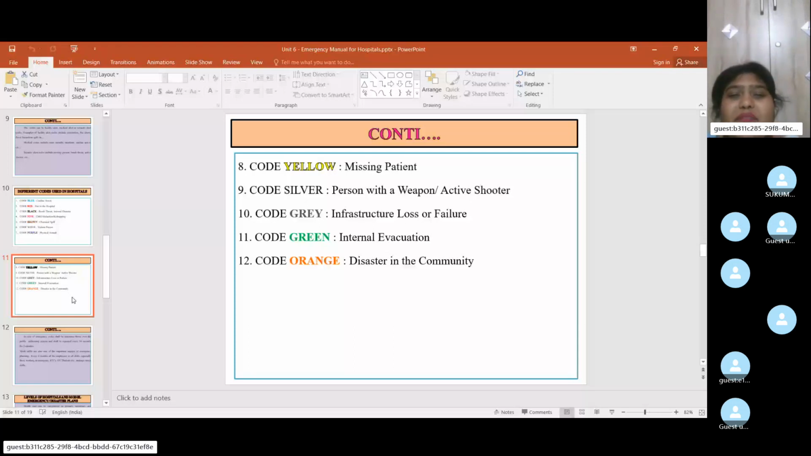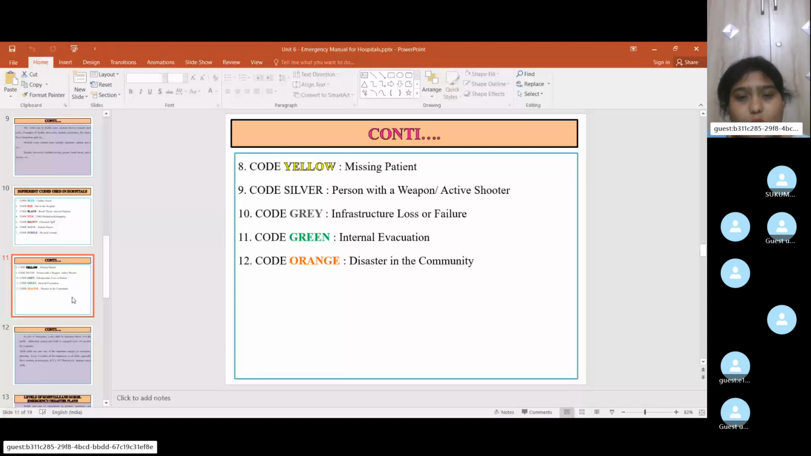Then code silver is person with a weapon or active shooter. People who carry weapons or people who want to harm others, then we have to activate code silver. Then moving on to code gray. Code gray is infrastructure loss or failure. For example, falling of the roof or falling of fixed machinery, or leaking of smoke. If certain kinds of things like this happen, then code gray is activated.